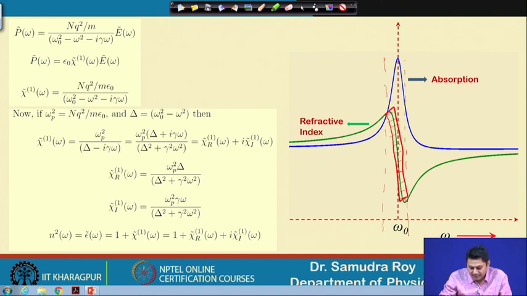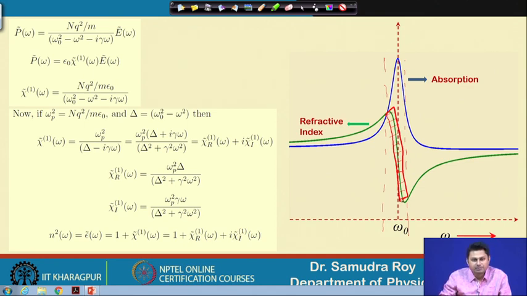This is very close to the region of absorption. Absorption is the point where most of the energy can be absorbed. That means we are very close to the resonance. The frequency is very close to the resonance frequency of the material. Then most of the energy will be absorbed. And if that is the case, then what happens in this region?